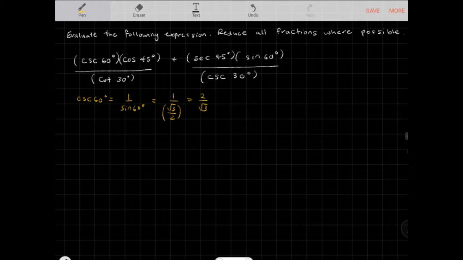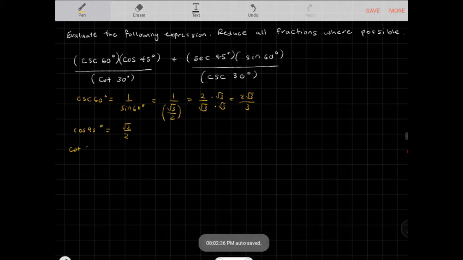Now I'll simplify the radical afterwards, right? But if you did want to simplify the radical, you can multiply by square root 3, so you get 2 square root 3 over 3. Okay, so that's the cosecant 60. Cosine 45 degrees, we know the value is square root 2 over 2.